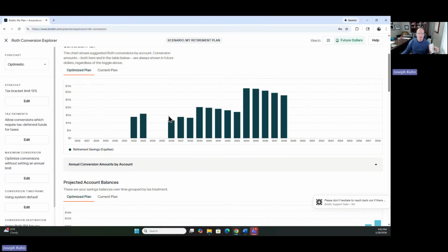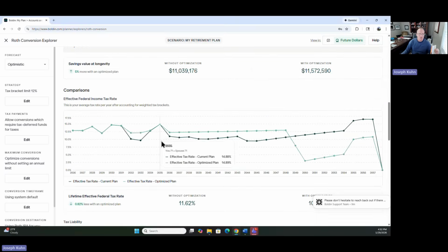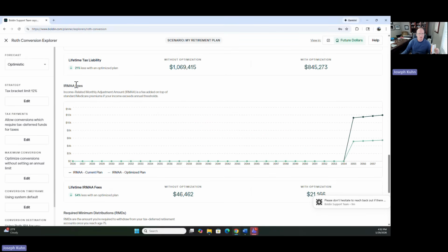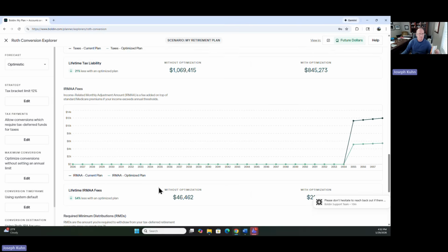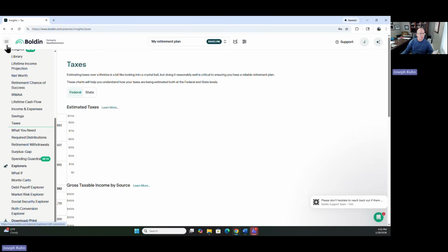But anyway, so you can play around with this. Also, what I want to draw your attention to is IRMAA fees. Okay, this person really doesn't have any IRMAA fees until after the first person dies. So that's good. You can optimize on IRMAA fees if you want your Roth conversions to minimize your income in later years. You can do that. The last thing I'm going to get out of the Roth Explorer.